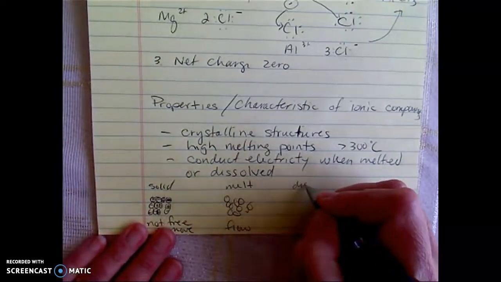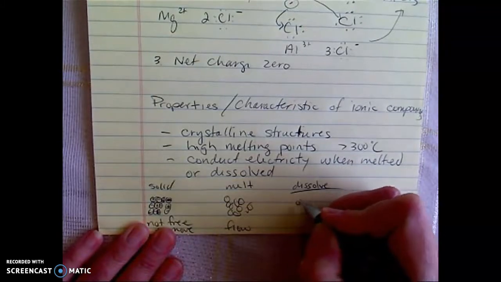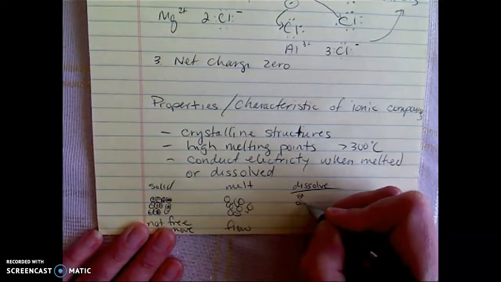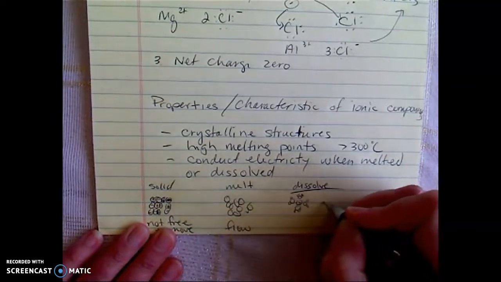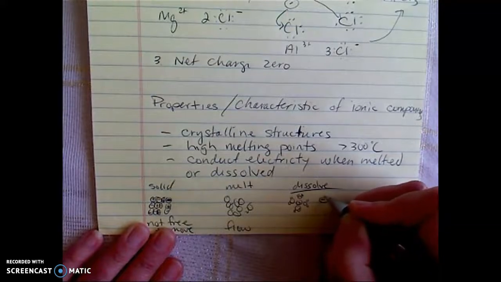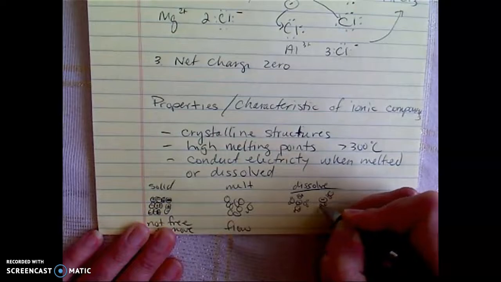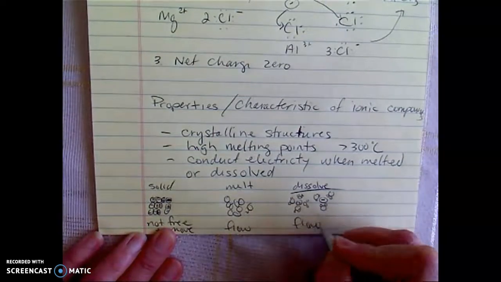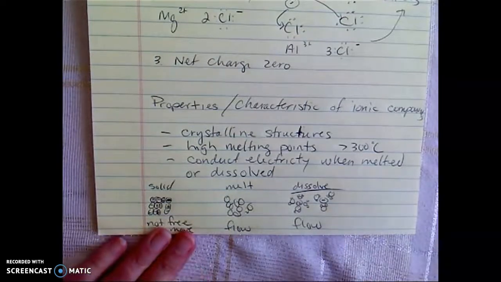Or you dissolve. If you dissolve it, what you're going to get is a positive surrounded by water. Okay. So your water will surround the positive. There's my water. And water will also surround the negative, but it surrounds it in a different way. Okay, they're kind of like opposites. Okay. But, again, they can flow. And that's the key here. When you melt it or you dissolve it, your ions can flow.